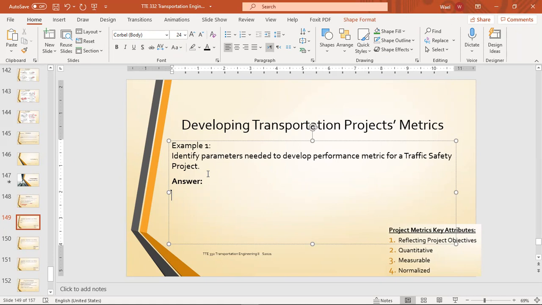Okay, number of accidents. That's good. It reflects the project objective. It's a traffic safety project, so our objective is to improve safety. And how can we improve safety? By reducing the number of accidents. So number of accidents could be a parameter for the performance metric of the project.